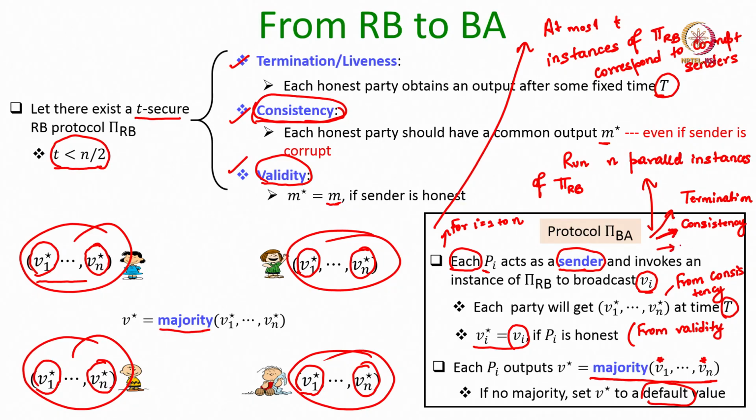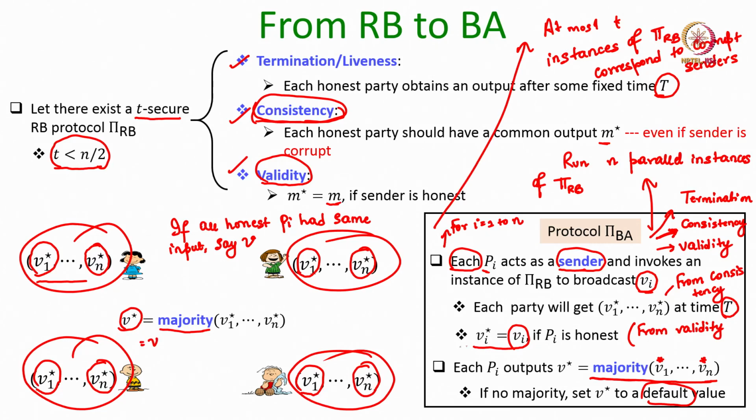And this BA protocol will satisfy the validity property as well. Why? Because if all honest parties had the same input, say V, then through the majority rule V star will be nothing but V.